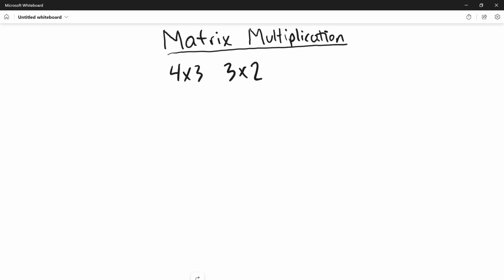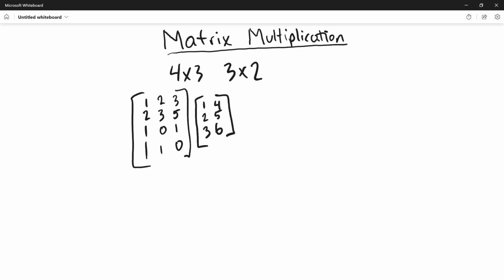Let's come up with a 4 by 3 matrix here. I'm going to keep it simple. We're going to do 1, 2, 1, 1. So that's going to be our 4 by 3 matrix. Now we have a 3 by 2 matrix. There's our 3 by 2 matrix, and now how are we going to multiply these?